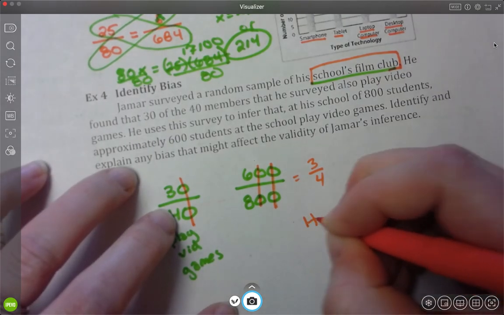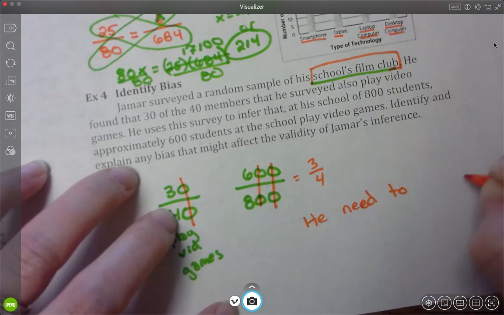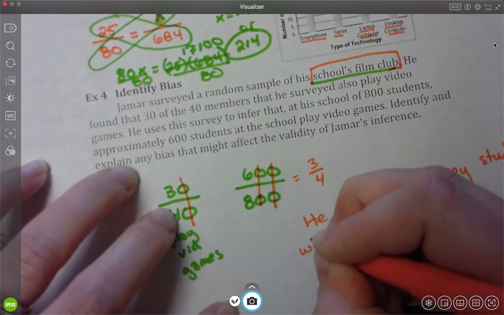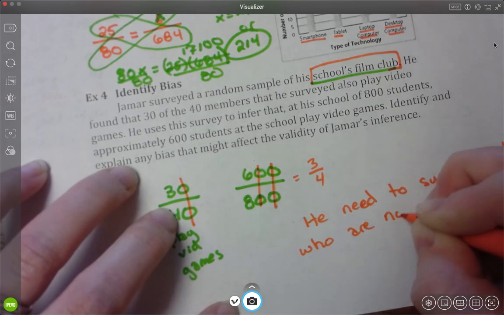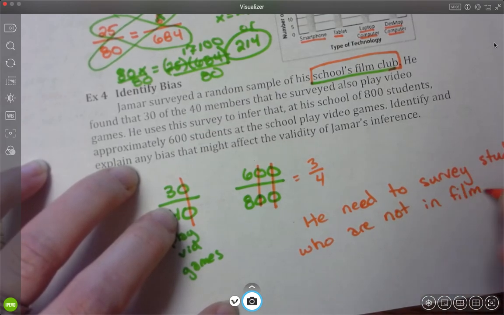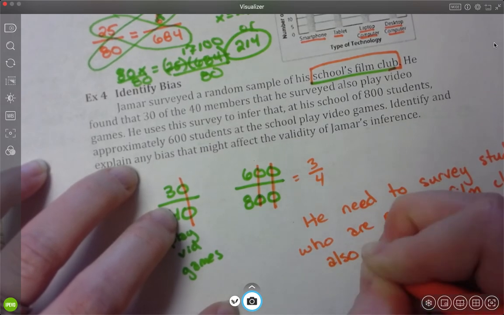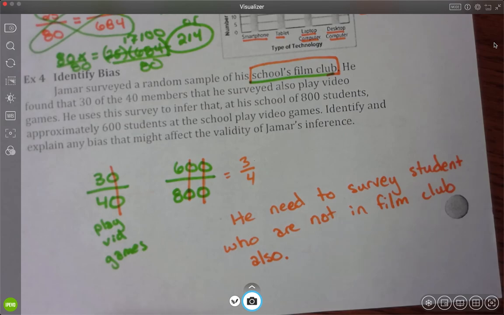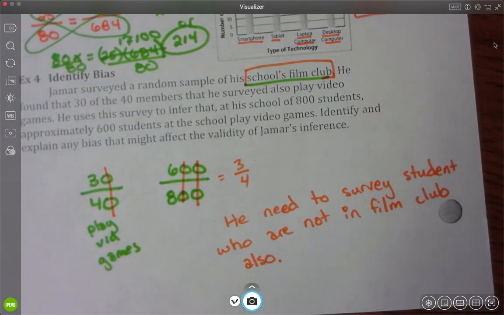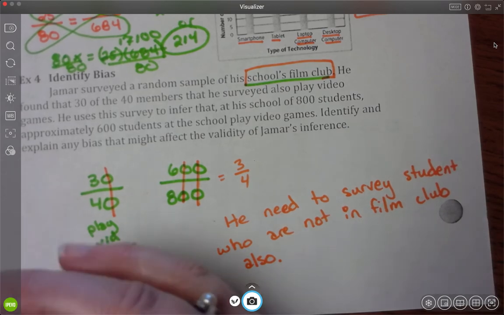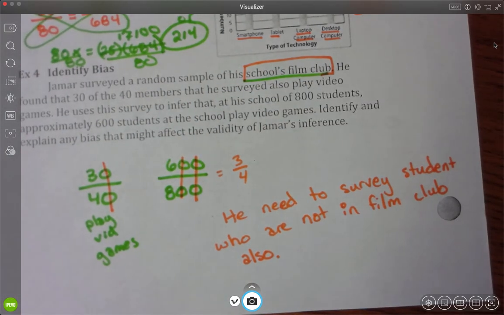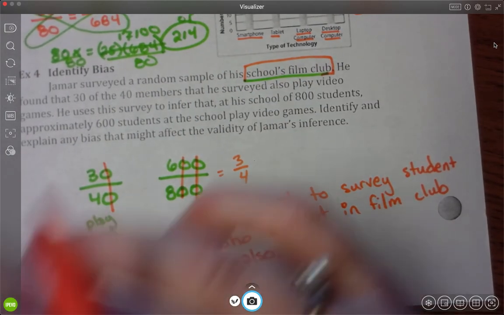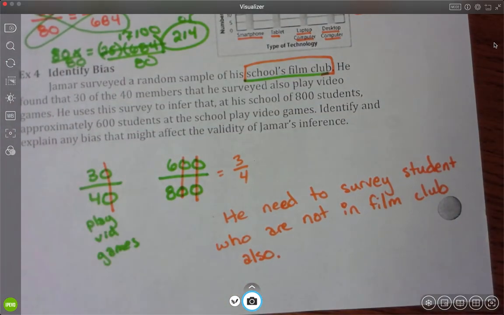So he needs to survey students who are not in the film club also. So he can survey some of the students in film club, but not all of the students he surveys can be in film club, otherwise he's going to get some biased results. Okay, you need some students who are in the drama club or the music club or whatever else. He needs a full representation of everybody, because film club people are probably more likely to play video games. Okay, all right, so this is kind of an introduction into statistics and such. There you go.